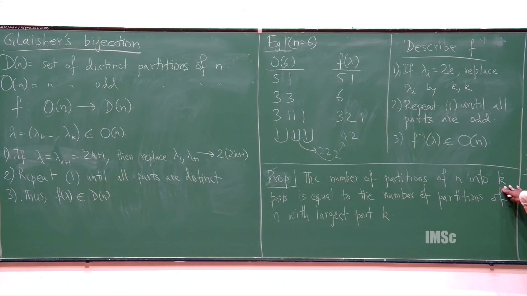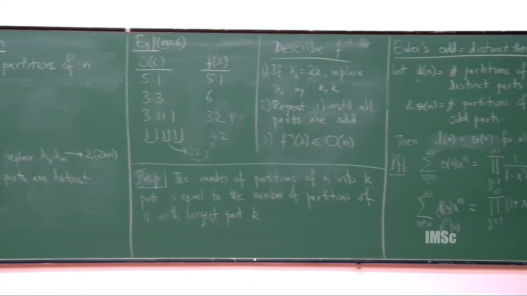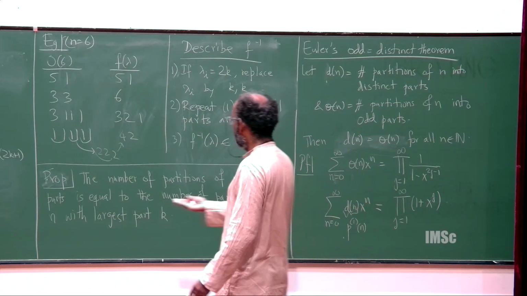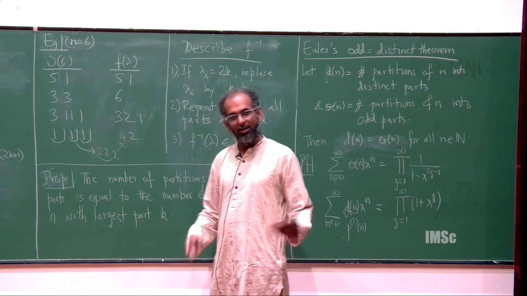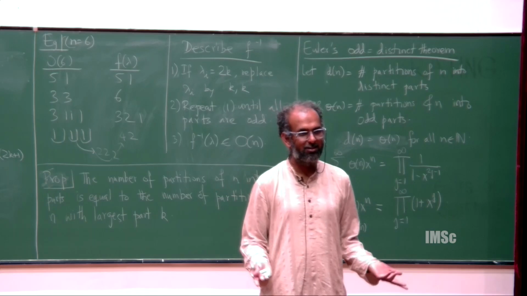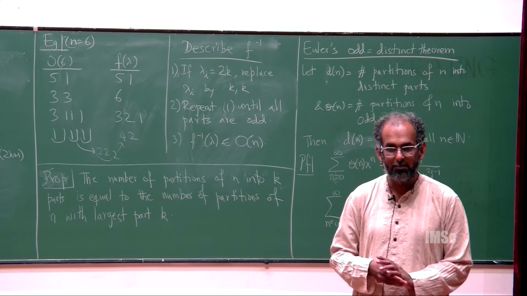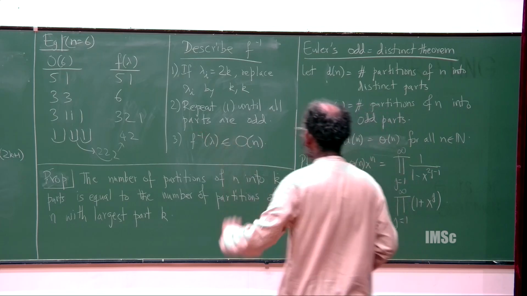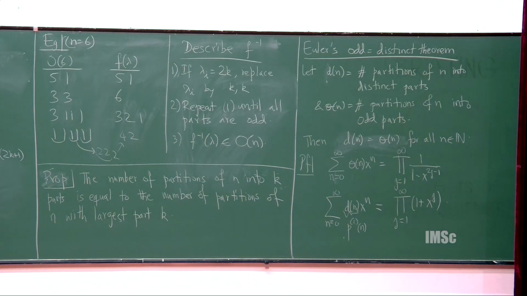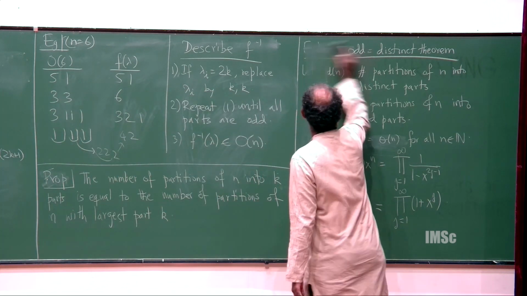Let's just check. If I want a partition of n into n parts, all of them have to be 1. And how many partitions are there of n with largest part n? Only n, singleton n. You cannot do anything else, otherwise that will overshoot. It will become larger than n, right? So at least in this simple case they are the same. Let's check some other examples here, and then I want you to think about why this is true.